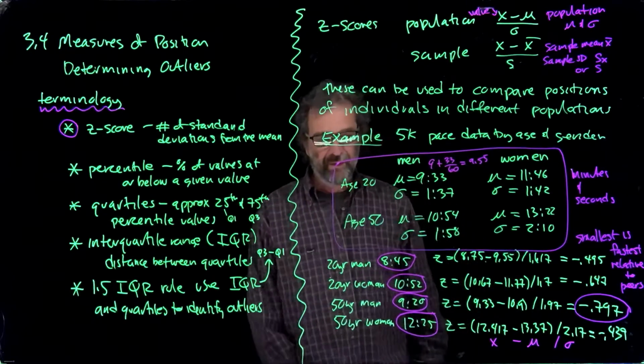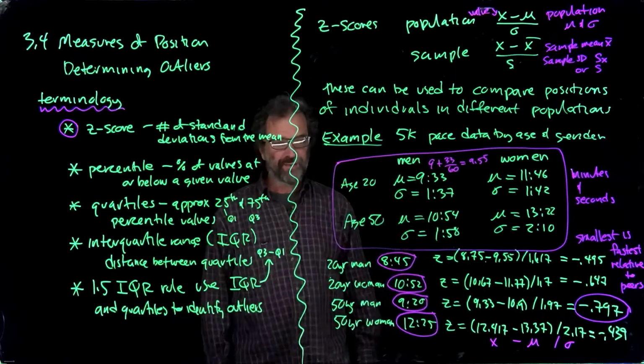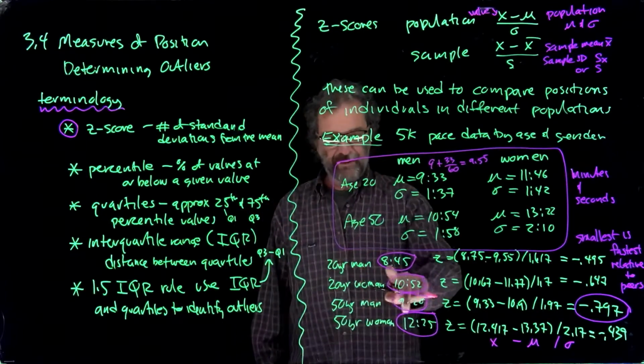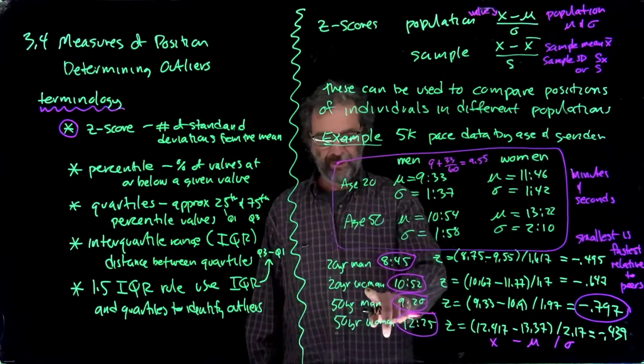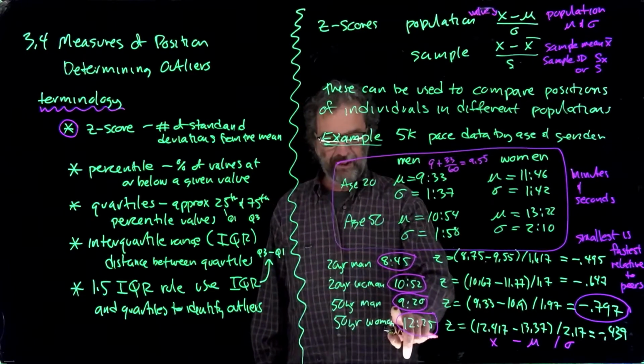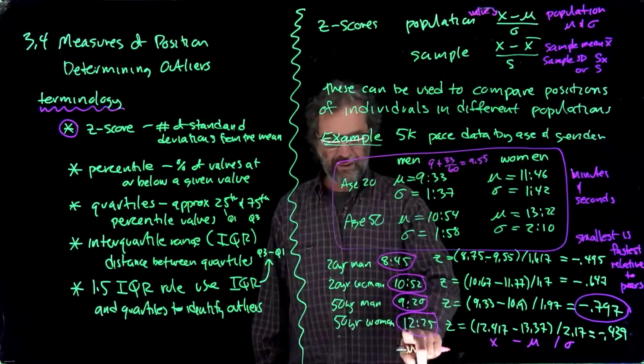Here are the people in question. They're also fake people based on the fake data. I like that. 20-year-old man runs 8:45 pace. 20-year-old woman runs a 10:52 pace. 50-year-old man runs a 9:20 pace. A 50-year-old woman runs a 12:25 pace.